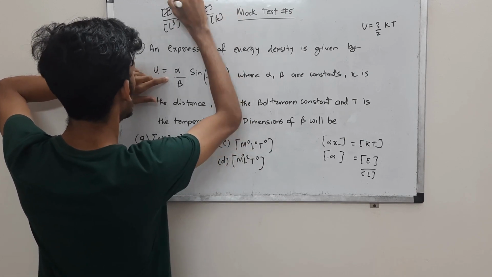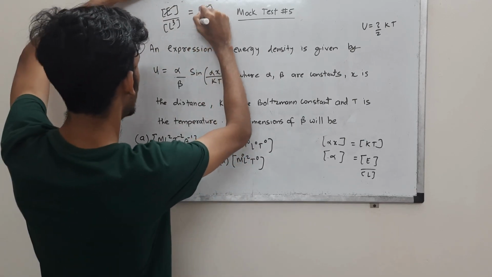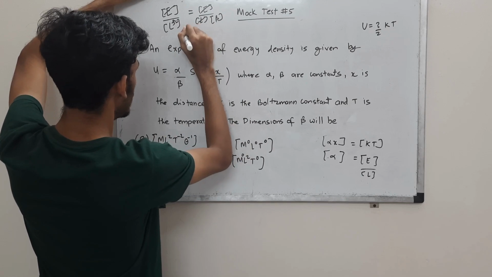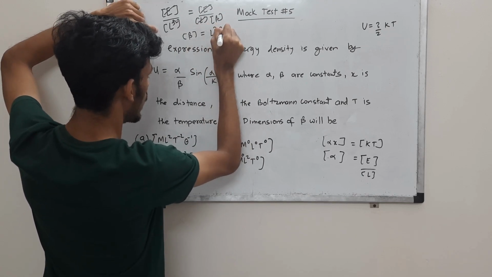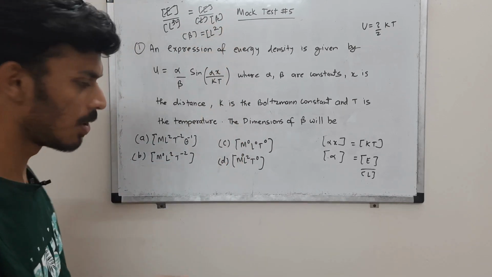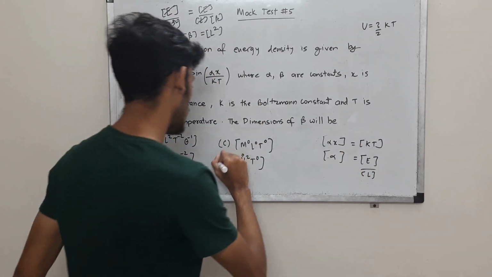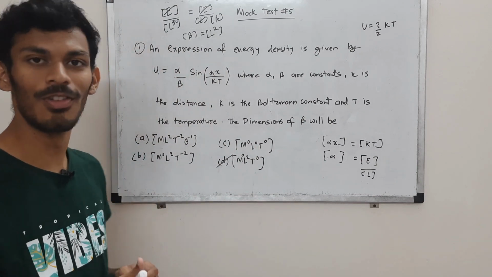So you can see that E will get cancelled, 1 L will get cancelled, this will be left as L square. So beta has same dimensions as L square. So M0 L square T0, which is option D. So option D is correct over here. Over to the next question.